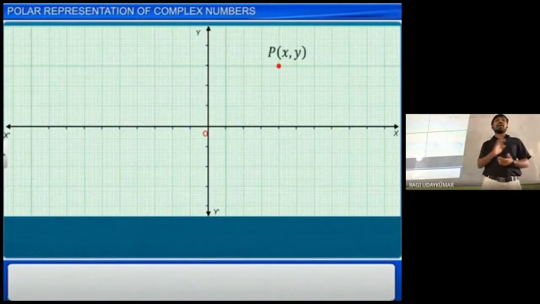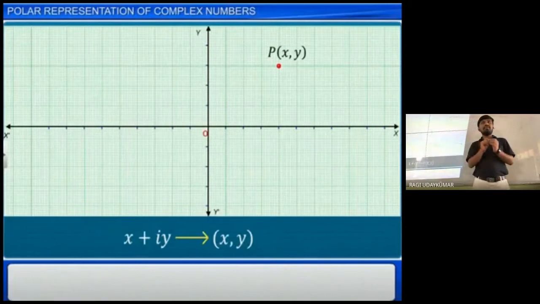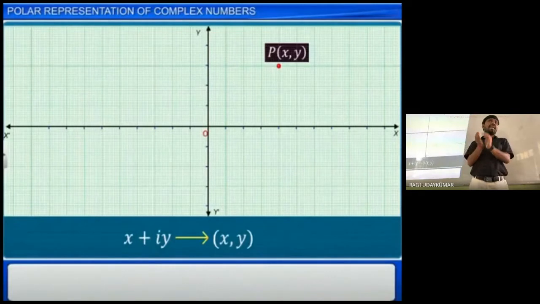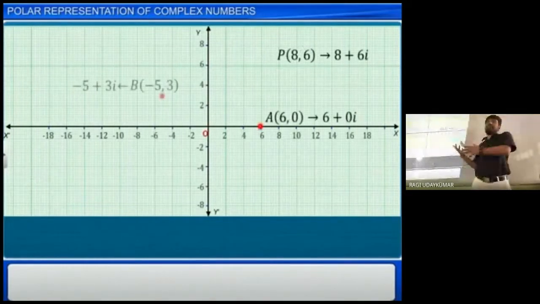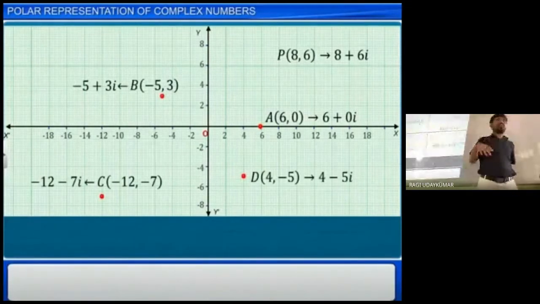Point P (x, y) you take here. Point P (x, y). So x plus iy will be plotted in the coordinate plane like the point P (x, y). Means the real part is the x coordinate and the imaginary part is the y coordinate, represented on a coordinate system, which is called an Argand plane. We call this a plane, normally a coordinate plane.